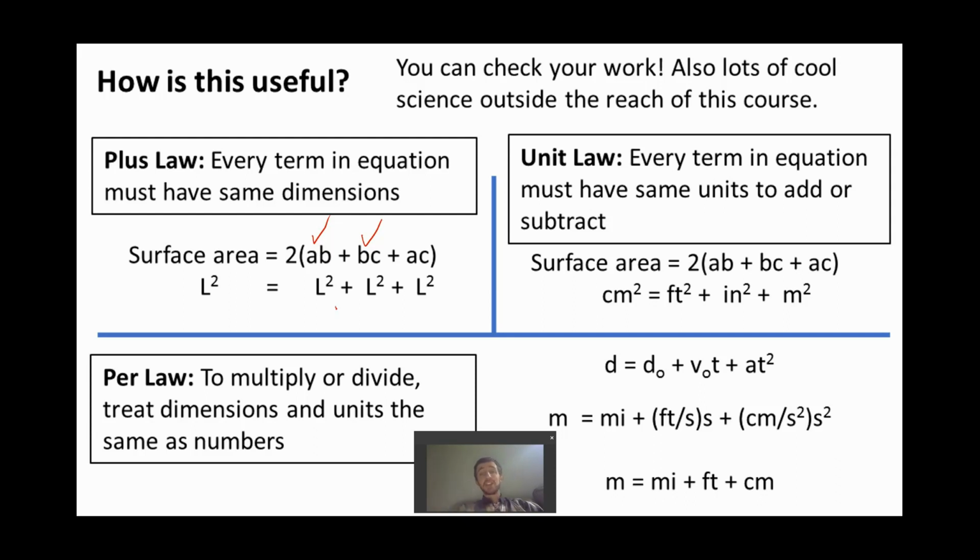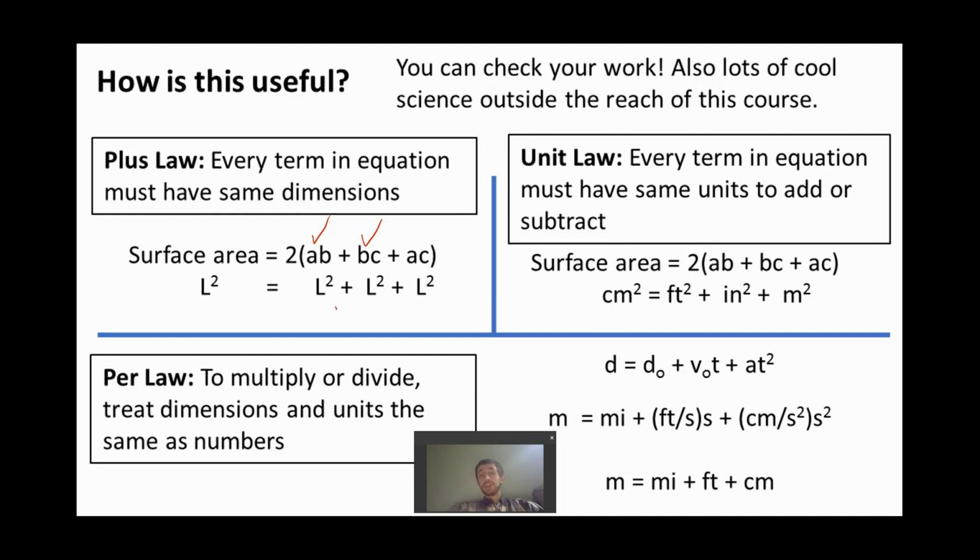Okay, now the unit law. It says that you can't add or subtract anything if they don't have the same units. Because if I walk 1 mile and then you walk 1 inch, we can't add those together and say we went 2 miles? No. We went 2 inches? No. We went 1 mile and 1 inch. So we'd have to convert to the same unit to be able to add those together.